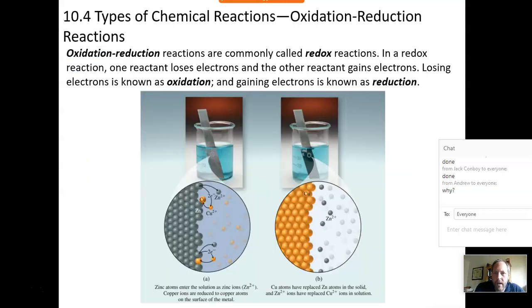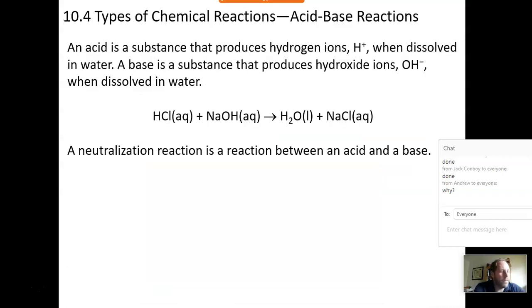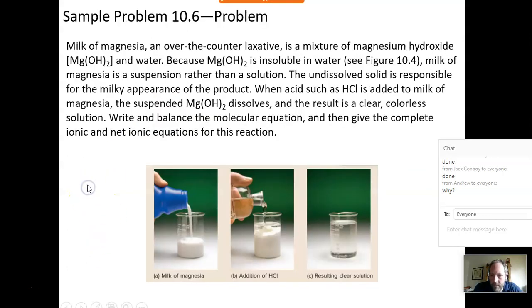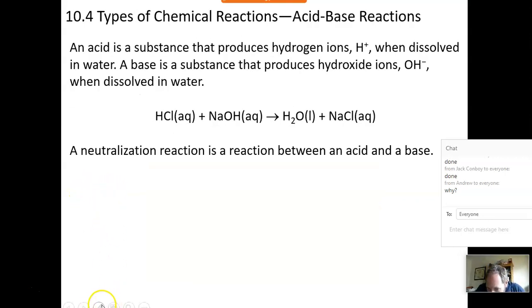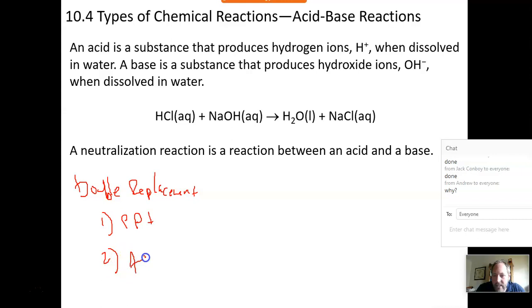double replacement reaction. Okay. So for double replacement reactions, there are two types. And the first one is a precipitation. It's exactly what we've been doing. But a second type is an acid-base neutralization. That's a second type of a double replacement reaction.